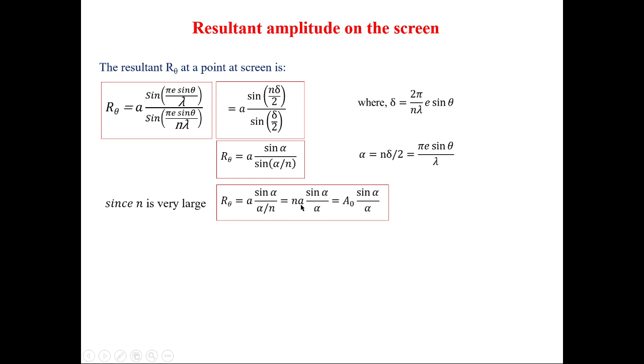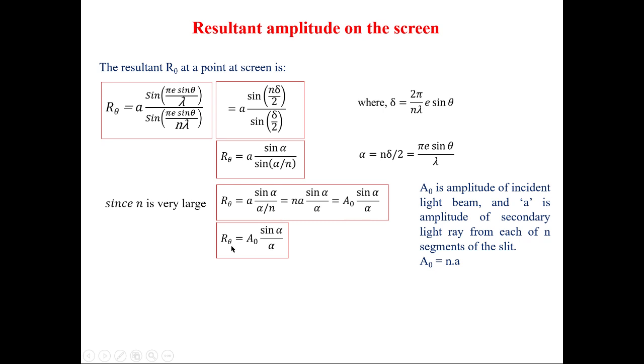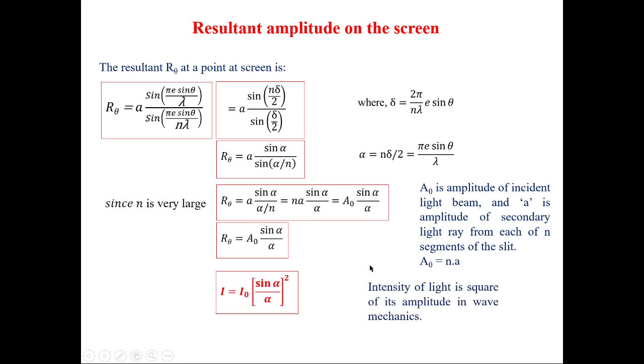This A is the amplitude of one secondary wave, and this nA will be the amplitude of the incident wave. Suppose that is A naught. So the resultant at the screen will be R theta equal to A naught sine alpha by alpha. The intensity is the square of amplitude. So intensity at the screen will be I equal to I naught times sine alpha by alpha, whole square. And alpha is pi d sine theta by lambda. So as theta increases, alpha also increases. For theta equal to 0, alpha is equal to 0.